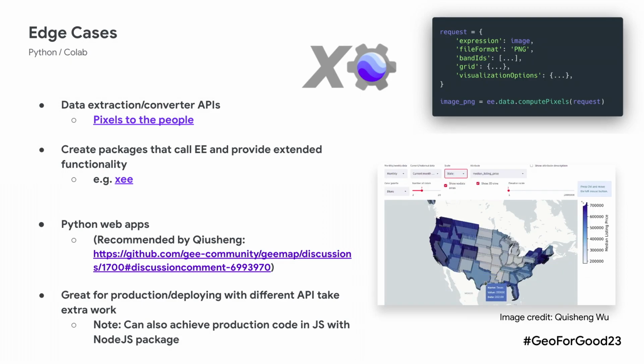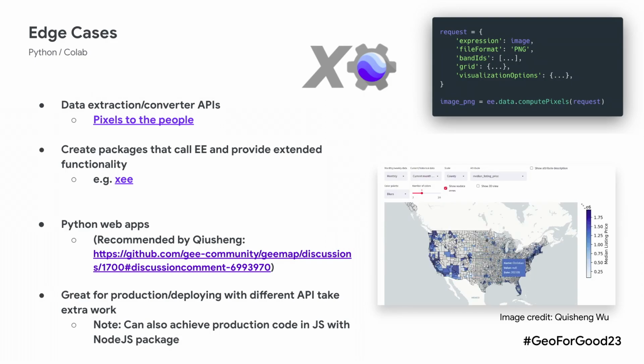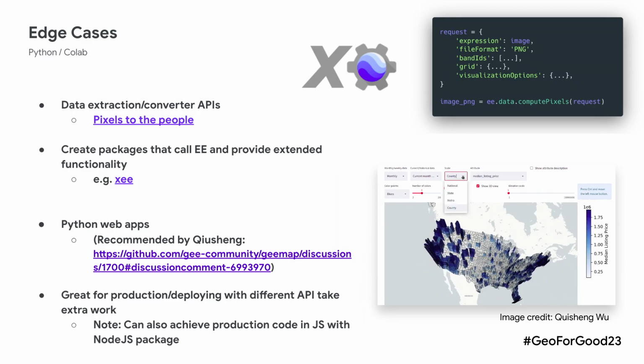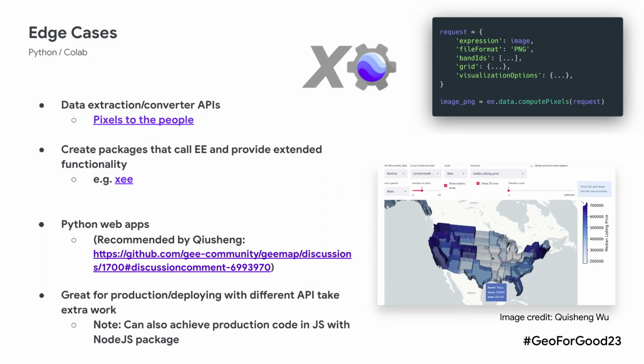So also, which was announced, the XEE, or calling Earth Engine or interacting with Earth Engine through Xarray objects. That is a package that you can install in the Python environment, and that provides extended functionality. So it allows you to share your reproducible and extendable code for others to then work with.